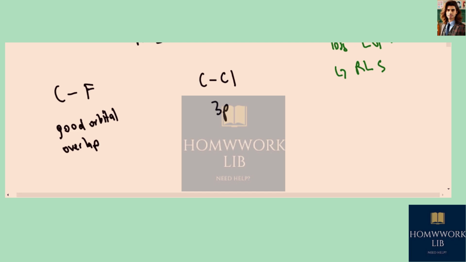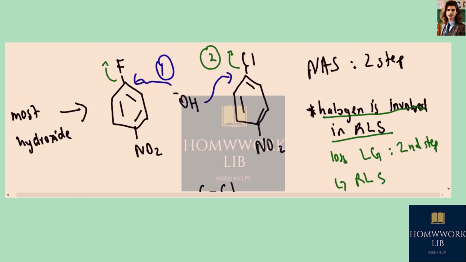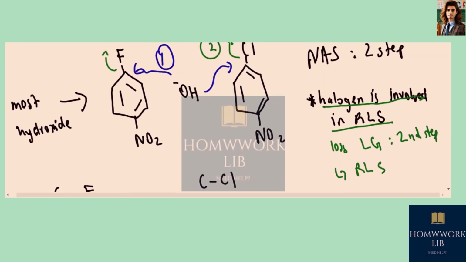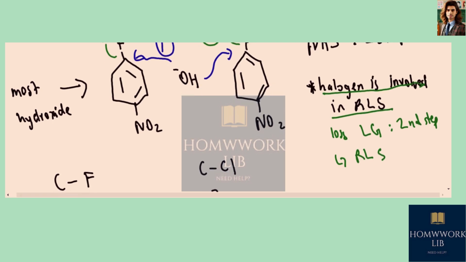So this may or may not be true, that the second step is the rate limiting step. But according to the information given, we would have to assume that the second step is the rate limiting step since it involves the halogen.